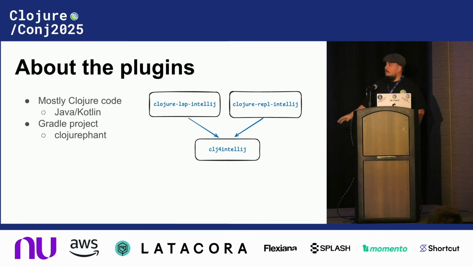Both plugins also use another library, clj-intellij, that we created with a lot of abstractions about what we learned while developing those two plugins. So if you want to create a new plugin for IntelliJ, please take a look at this library, with a lot of util functions and helper functions to avoid a lot of boilerplate.